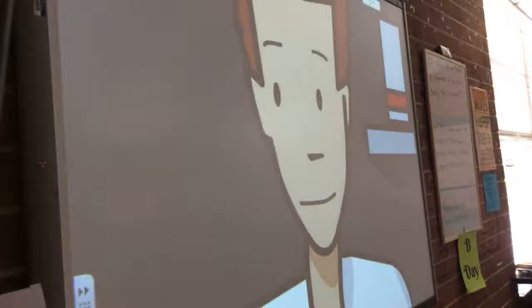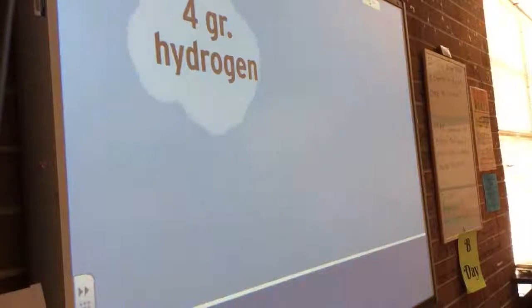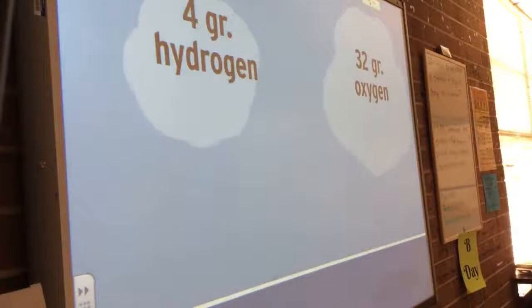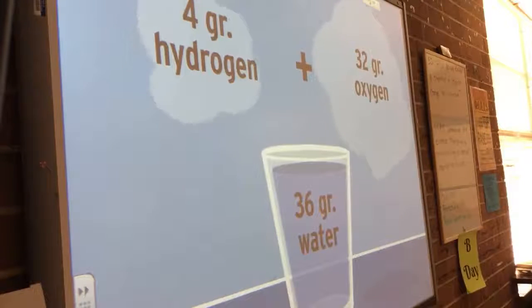Yeah, sure it's useful. If you only know part of the mass of the chemicals in a reaction, you can use the law of conservation of mass to figure out the rest. Let's say you have 4 grams of hydrogen and 32 grams of oxygen. By adding the masses of the reactants together, you can figure out the mass of the product, 36 grams of water. You can do it backwards too.